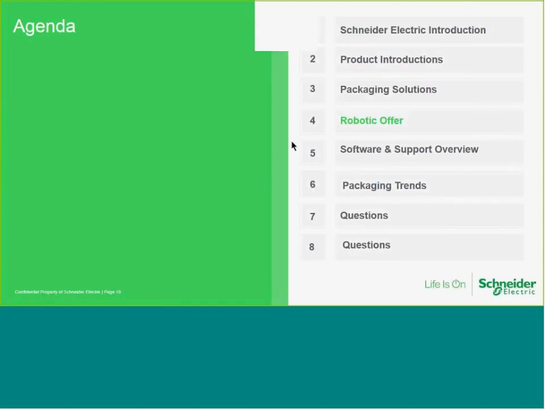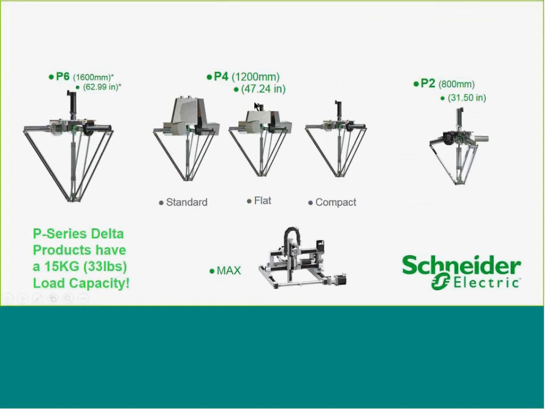Our robotic offering, we have 3 different sizes of our P series robots. We start at the smaller end, the P2, 800 millimeters or 31 inches. That's from a lateral motion. The P4, that's what we came out with first. So we actually have 3 flavors of that. We have a standard, which is a full hygienic, which can take caustic washdown. The flat can take more traditional water-type washdown. The compact is used where washdown isn't a huge requirement.